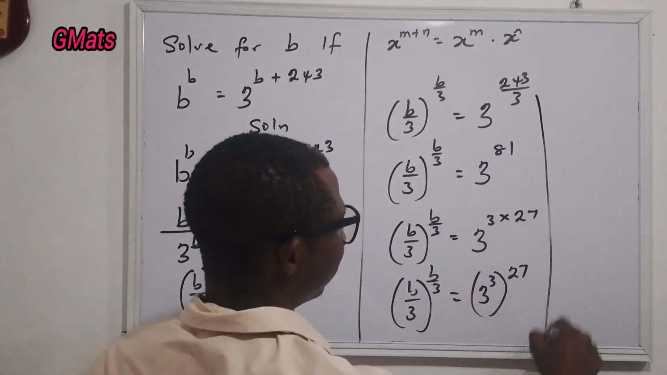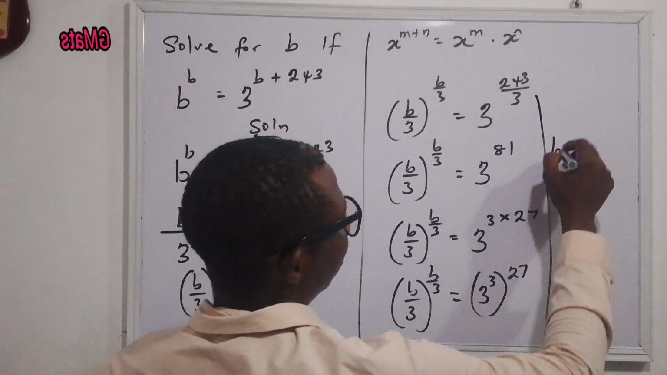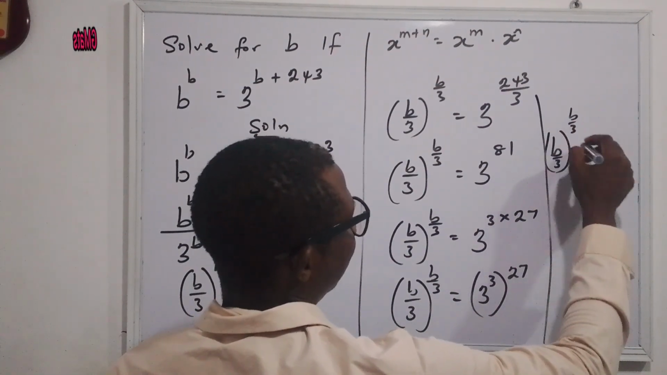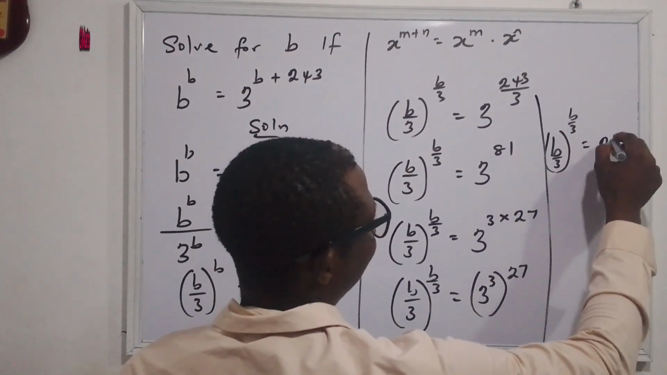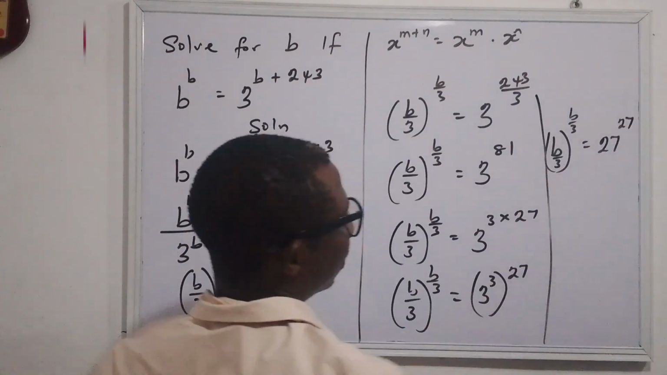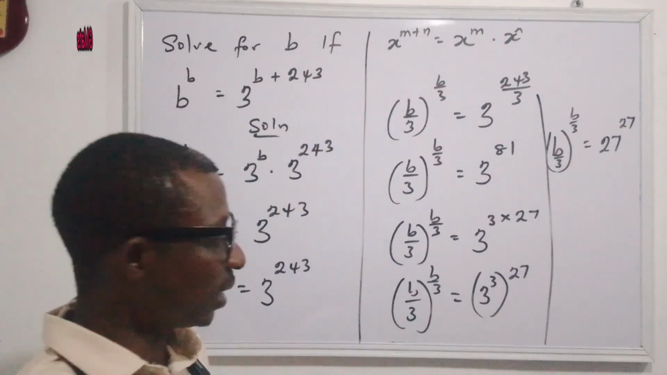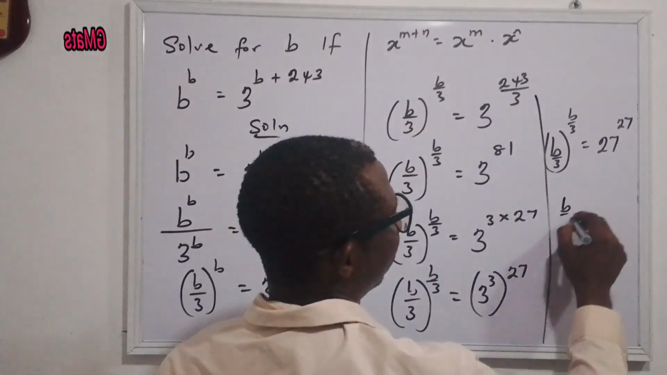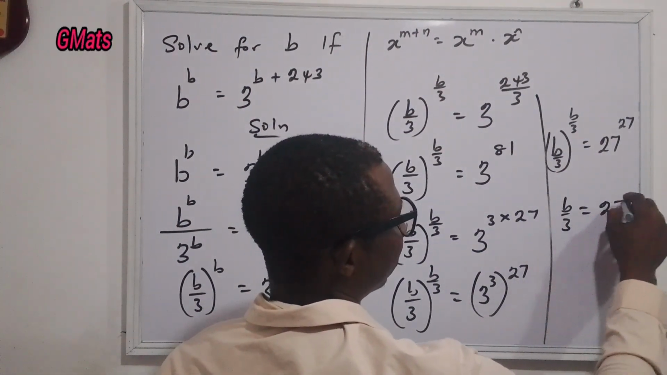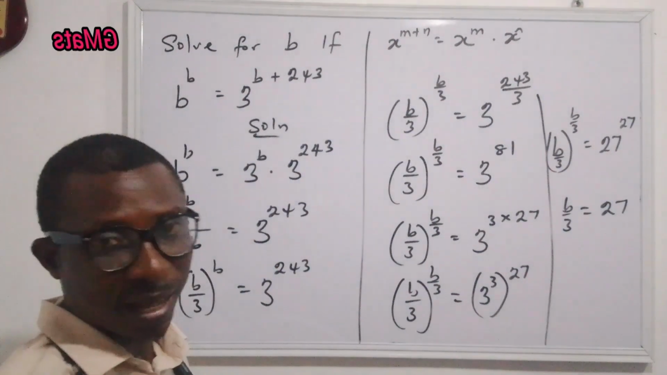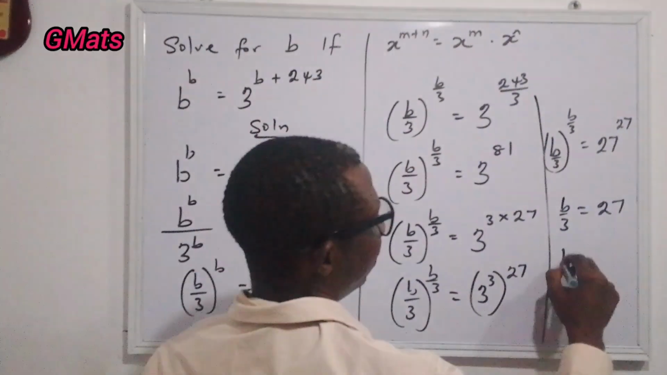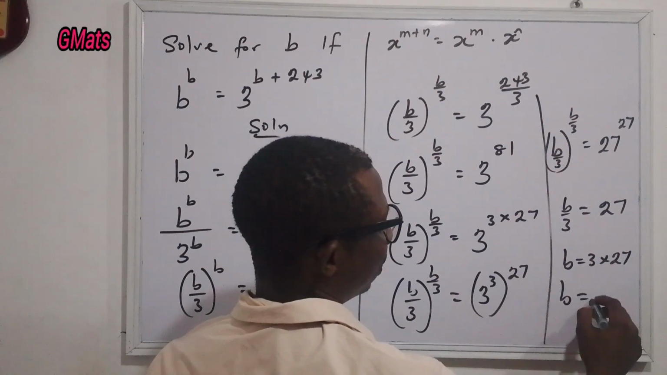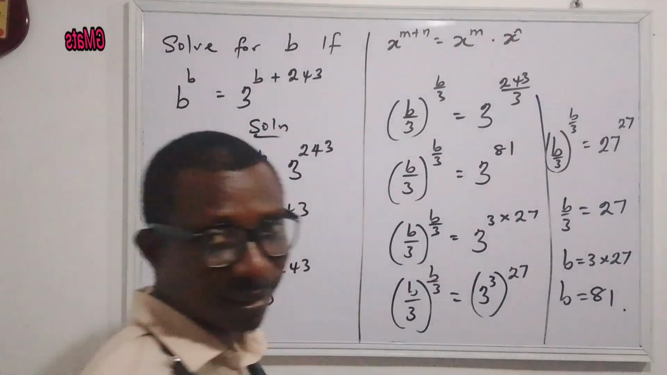So we have b over 3 raised to the power of b over 3 equals 27 raised to the power of 27. All right, so that has been achieved. Then that means that b over 3 equals 27. So here you can cross multiply. So we have b equals 3 times 27, and that gives you 81. So that is the answer. Thanks.